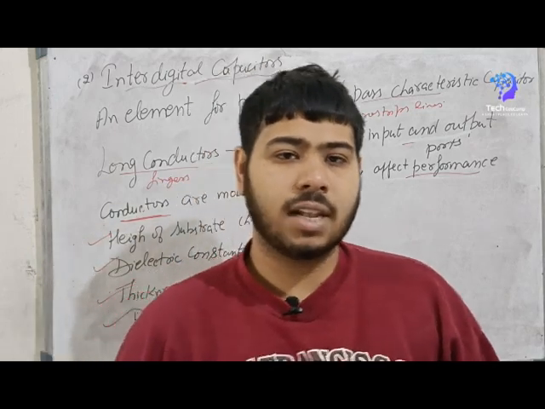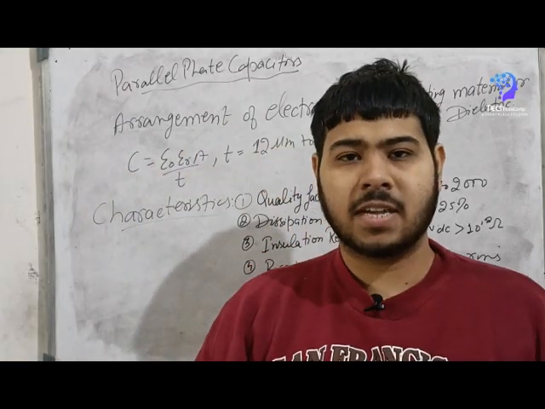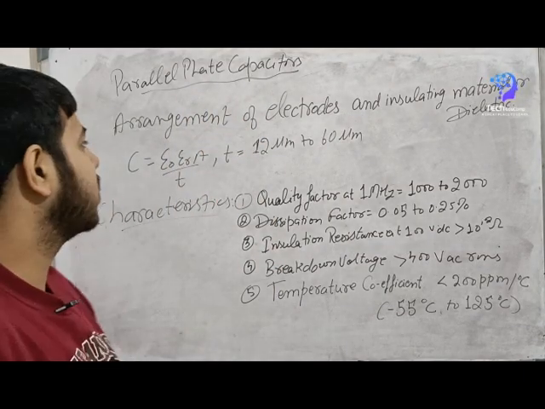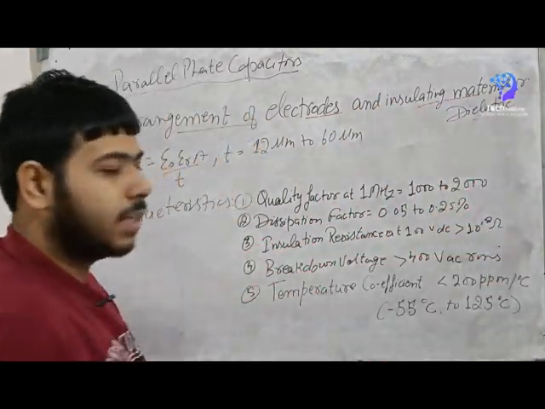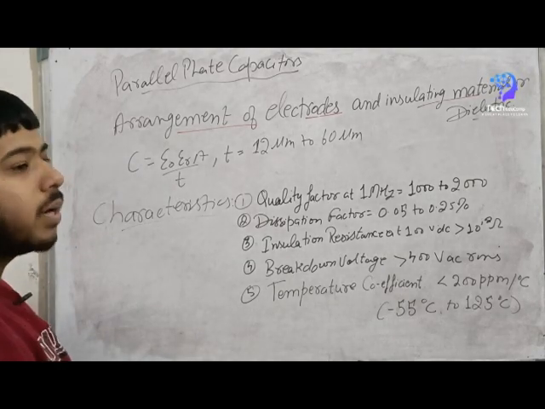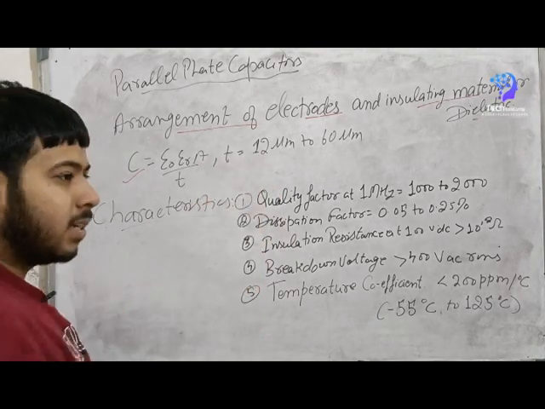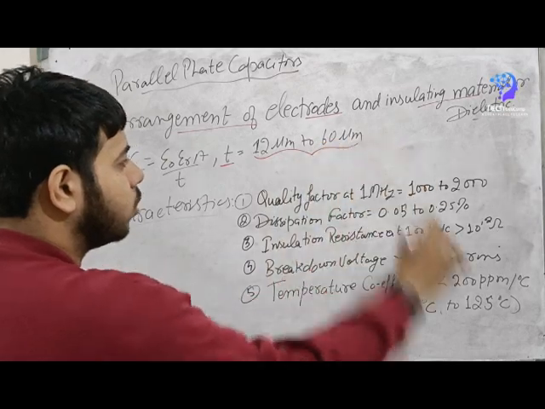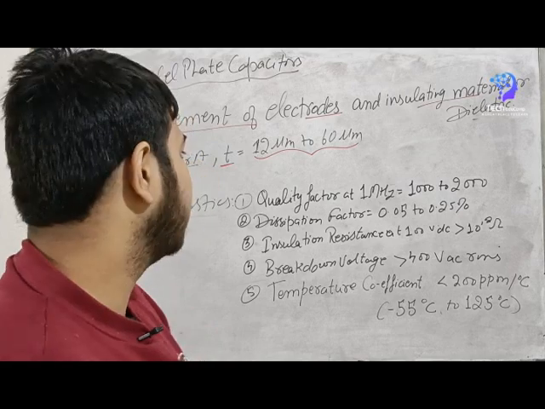Now let's move on to the last topic, the parallel plate capacitor. We all know what a parallel plate capacitor is. It is an arrangement of electrodes and insulating material, or you can say the dielectric. We can also calculate its capacitance using this formula, where in thick film microcircuits the thickness ranges from 12 micrometers to 60 micrometers. So this was a small topic, and there is nothing more to it.